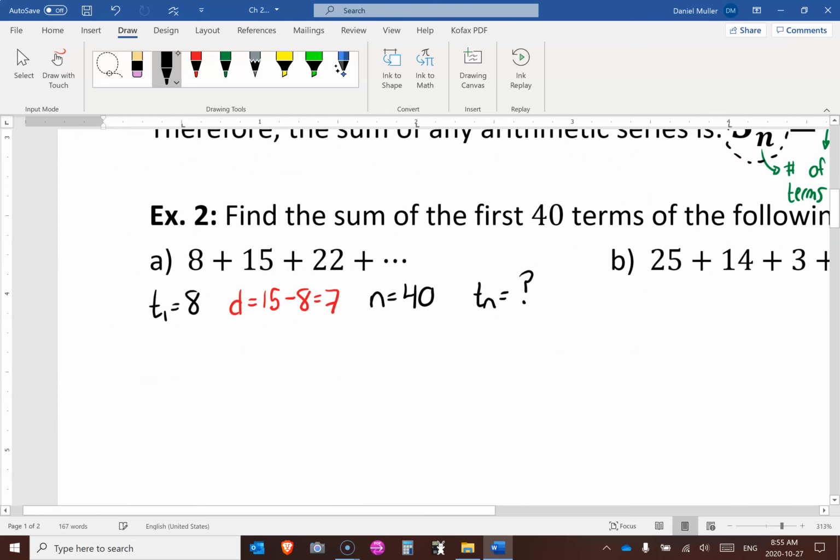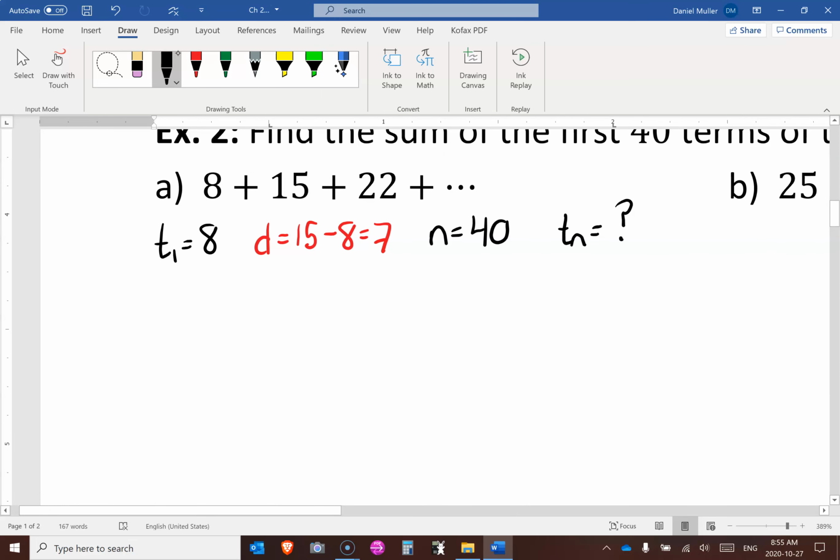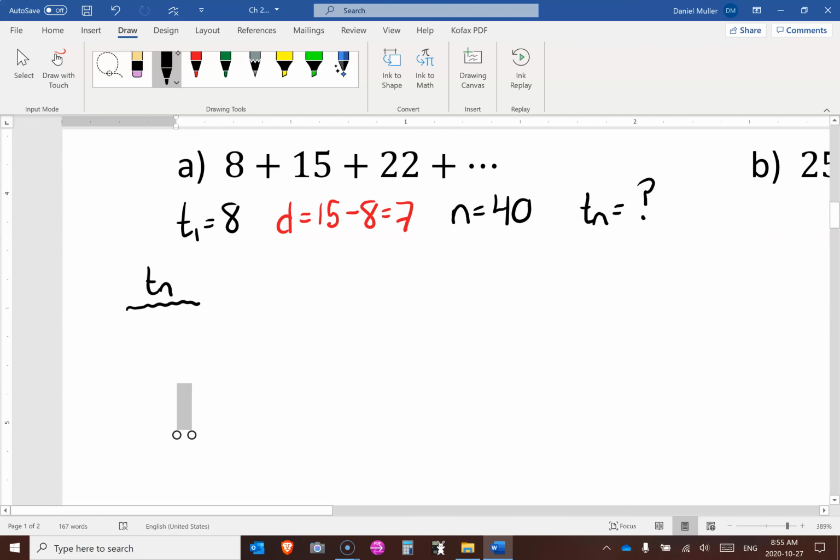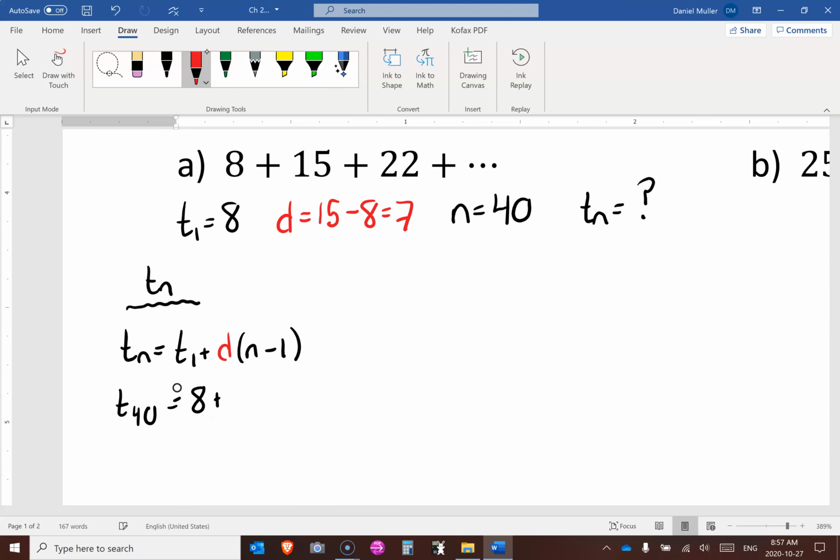So this is where D is actually going to become really, really helpful. I need to find Tn. So that is my goal right now, to find Tn. To do that, you can find any term by using this Tn formula from the last section, where it's T1 plus D bracket n minus 1. And now I actually do need my D. So I am finding T40, my last term. T1 is 8 plus D, which is 7, times bracket n, which is 40 minus 1.